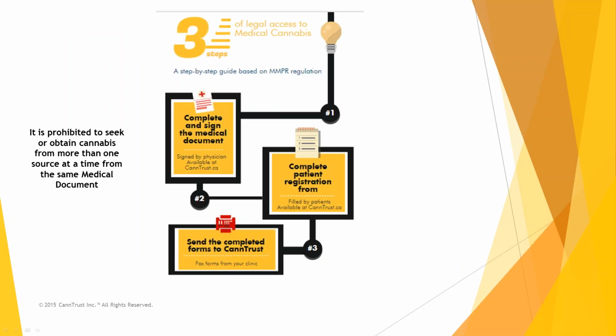So how can a patient access medical cannabis? With MMPR regulations, the patient needs what is called a medical document, that is authorization by a physician to receive medical cannabis. They need to complete a registration form by a licensed producer, submit those to the licensed producer, and they can order their medication. So it is a very easy process comparative to the old MMAR regulation. Next slide.